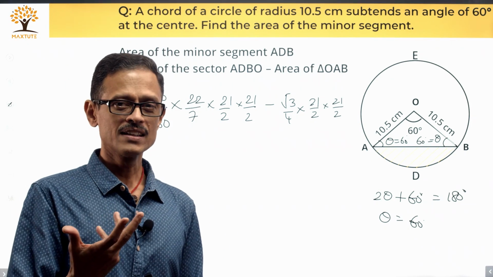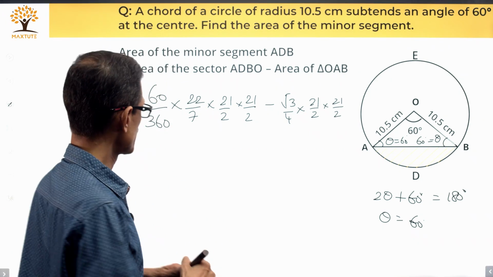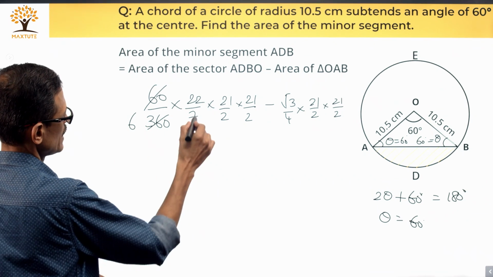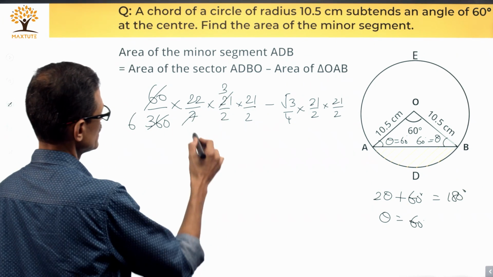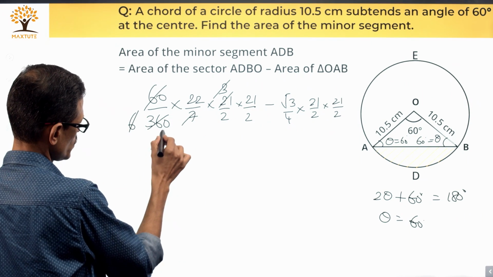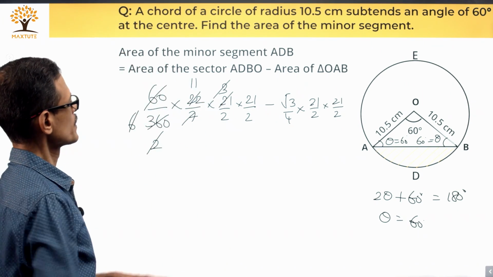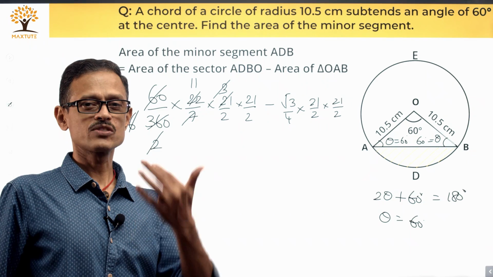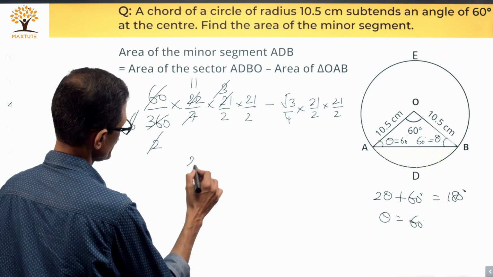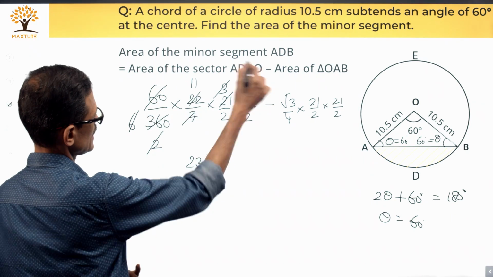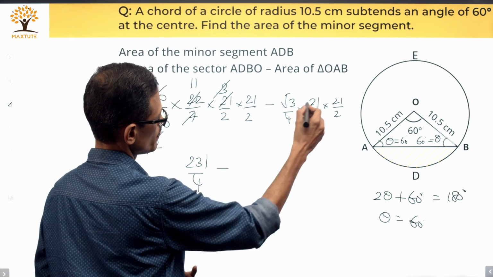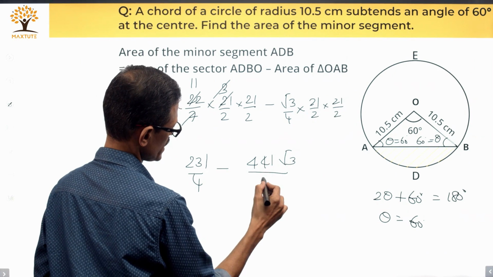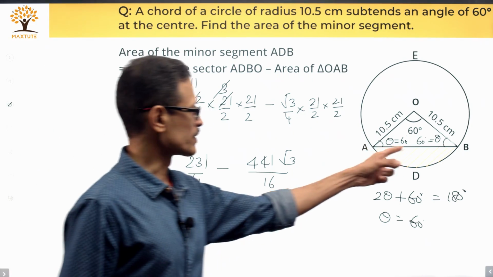Our idea is to know how to do it, not go to the final answer if that is not what is asked. So, we will quickly do the calculation here and simplify it. 60 cancels with 360 to leave us with a 6, 7 cancels with 21 to leave us with a 3, 3 cancels with 6 to leave us with a 2, 2 cancels with 22 to leave us with 11. So, what do we have here? 11 times 21 is 21 times 10 plus 21, 231 divided by 4 is the area of the sector, minus the area of the triangle. 21 times 21 is 441 root 3 divided by 4 into 4, which is equal to 16. So, this is the area of the minor segment.